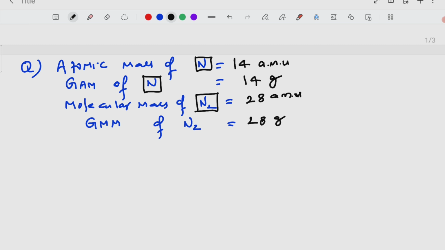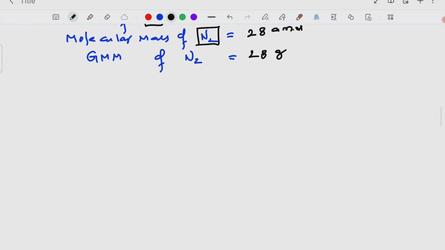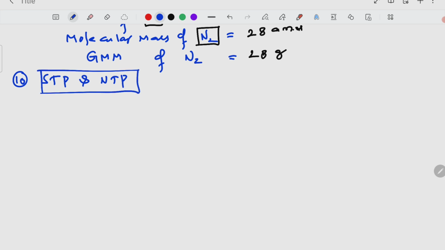Next, after understanding these terms, let us move further. So here we completed 9 terms. Next, the 10th important term. Here we commonly use STP and NTP. So what is the difference between STP and NTP? See here. STP means, first of all, standard temperature and pressure.